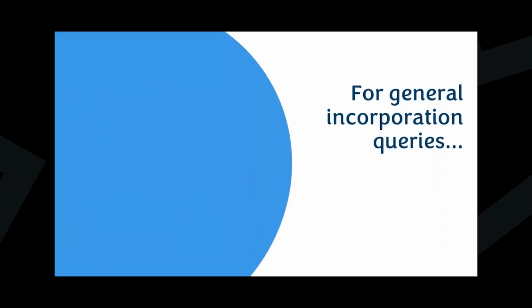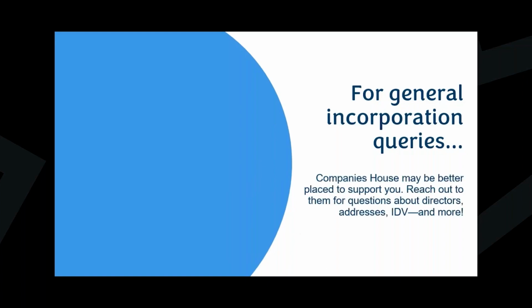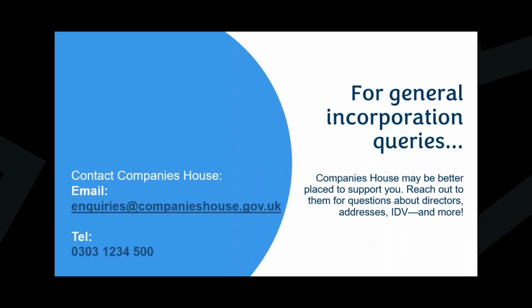If you're looking for support with more general incorporation queries, we'd advise contacting Companies House. A lot of the information we've covered today, like directors' details and companies' addresses, falls under company law rather than KIC regulations. Additionally, the new identity verification requirements are a Companies House initiative. We're not able to advise on these in detail, so we suggest you contact Companies House directly if you need support with these issues. We've included their contact details on this slide.